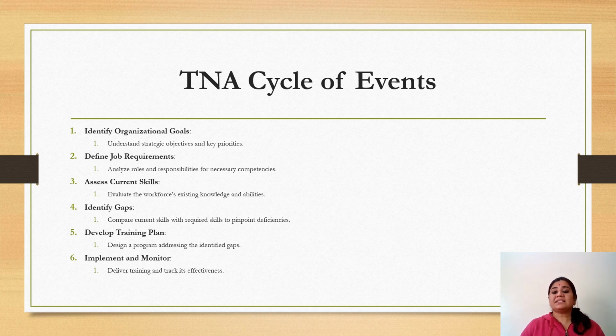There is a TNA cycle of events, TNA, training need assessment. So there are various steps. First, to identify organizational goals, means to understand the strategic priority of the organization to ensure that training efforts align with those objectives.